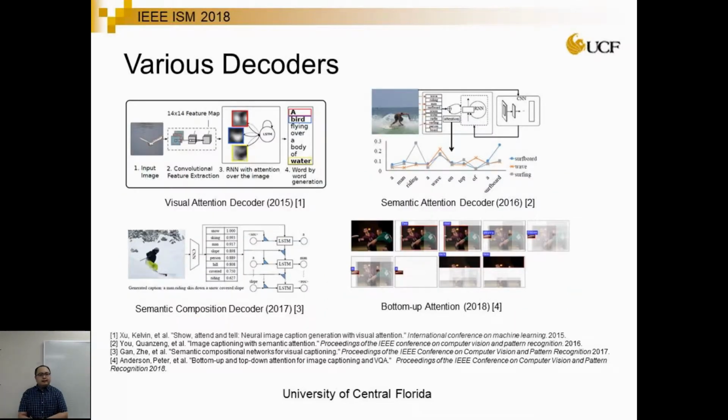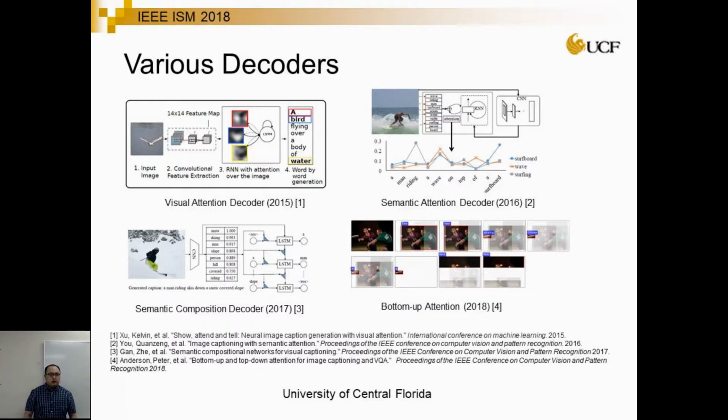So let's briefly review some previous works. Previous works provide various decoder models to improve the understanding and explanation of the image. In 2015, the researchers applied the attention mechanism on the spatial domain of the image, and it helped the model to learn how to focus on some local regions during the sentence generation.